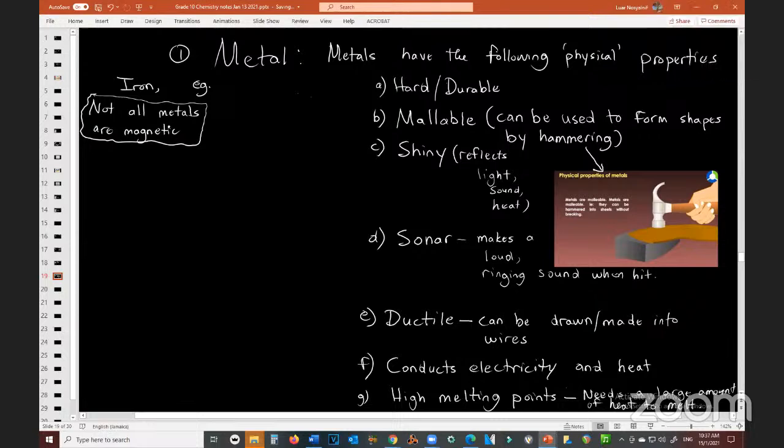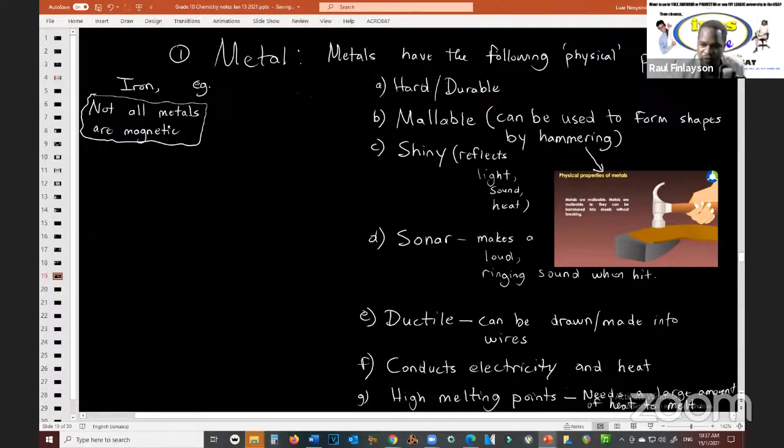So that's it, guys. These are the seven things I wanted you to remember and know about metals. They are hard or durable and malleable. They are shiny. They are sonorous. They are ductile. They conduct electricity, and they have high melting points.